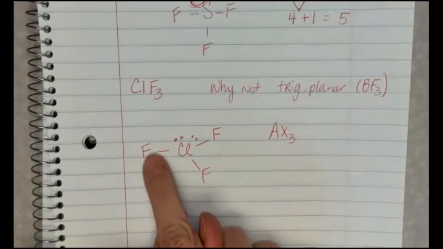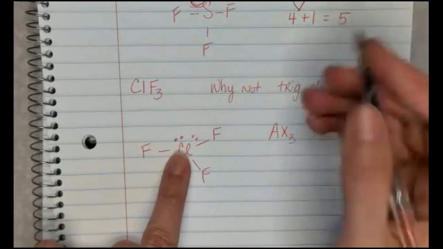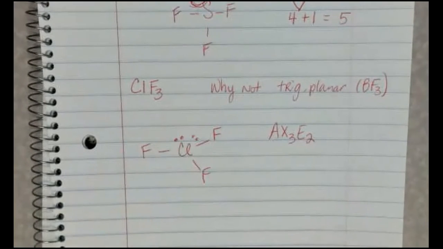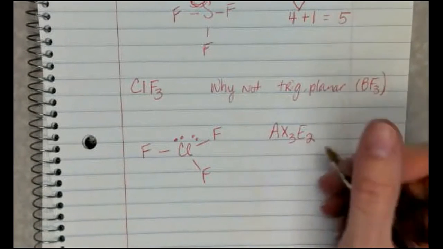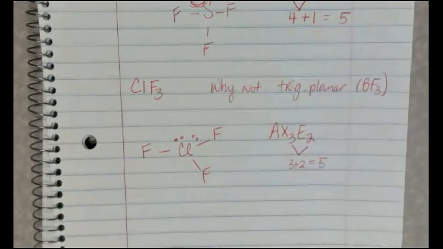Because there are 3 bonding elements, that's just like boron trifluoride. But now when I look at it, I have an E2, right? There's 2 lone pairs on the chlorine. So the 3 plus 2 means I'm in a total of 5, so I'm still under that AX5 umbrella. If I go back to that chart, the AX5 umbrella would be the trigonal bipyramidal.